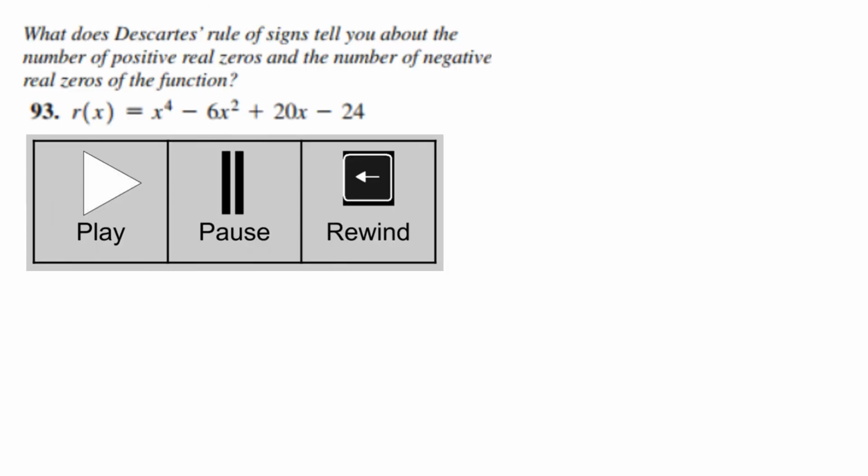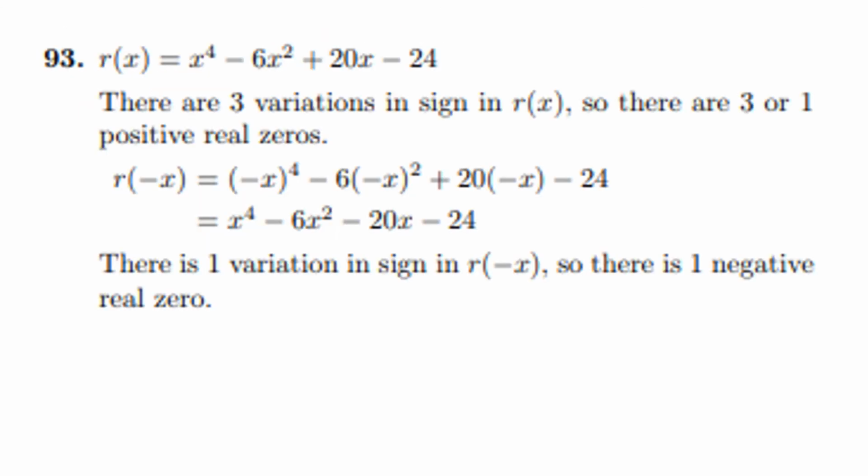Alright, so here is a problem. We want to say, what does this Descartes' rule of sign tell you about the number of positive real zeros and the number of negative real zeros for this function? Press pause, do the problem, and then we'll return. Let's see how you did.